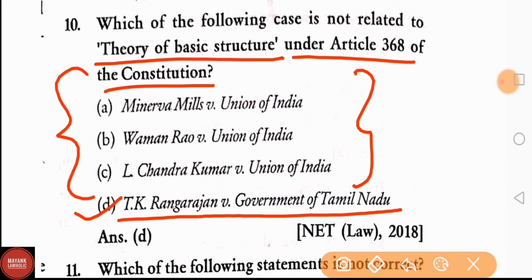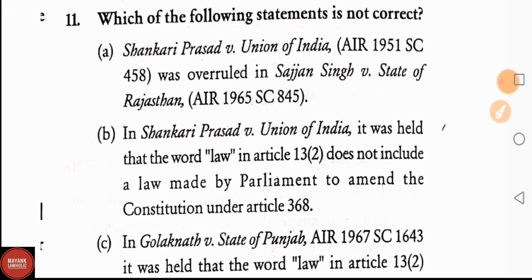Union of India and L. Chandra Kumar vs. Union of India are the cases related to theory of basic structure. Which of the following statements is incorrect? A. Shankari Prasad vs. Union of India was overruled in Sajjan Singh versus State of Rajasthan.